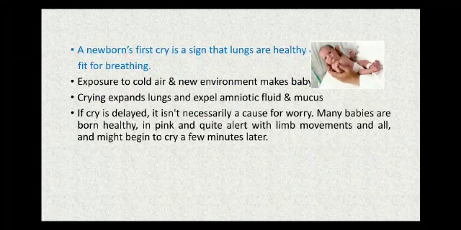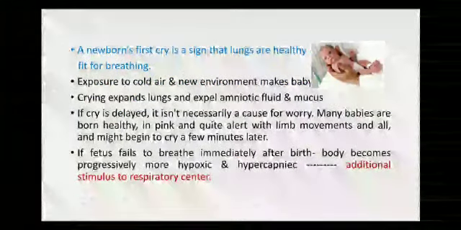And what if the crying is delayed? It isn't necessarily a cause of worry. You should see the color of the baby. Many babies are healthy, pink, quite alert, they're doing the limb movements, and they'll start crying a few minutes later, that's normal.